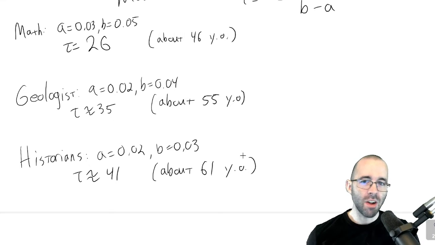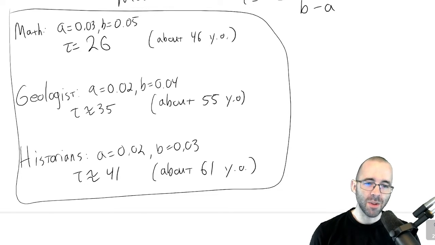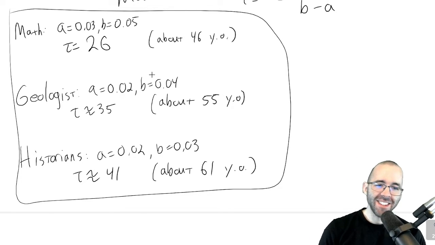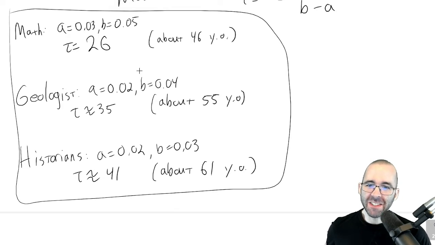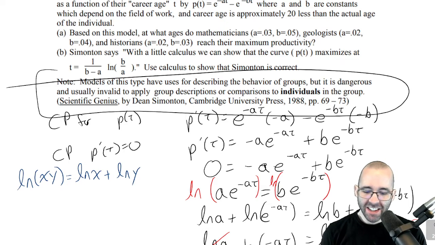This is saying this is when their productivities are maximized. I don't know who this person is. This is somebody's claim. Take it with a grain of salt. Even the book has a disclaimer. It says this usually can be okay for describing the behavior of groups if it's valid, but don't use this to describe or compare to individuals in a group. And this whole thing is apparently done in 1988, so who knows?